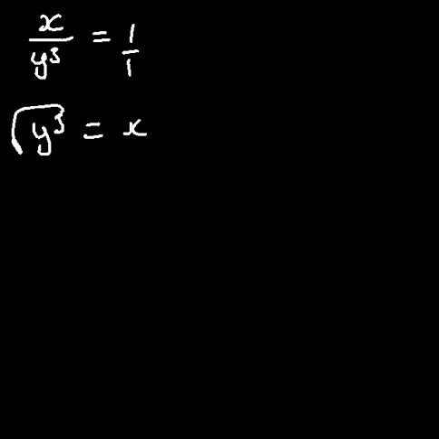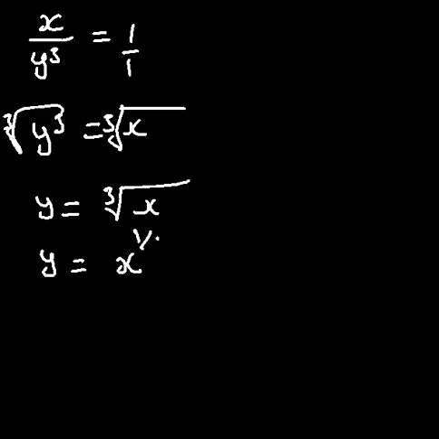And now let's say we have this problem. Let's say we have x over y to the power 3 equal to 1. Now let's think of making y the subject and differentiating the function. So we'll cross multiply. We'll have y cubed equal to x. Then to make y the subject, we introduce cube root on both sides. We'll have y equal to the cube root of x. In this case, this is the same as x to the power 1 over 3.